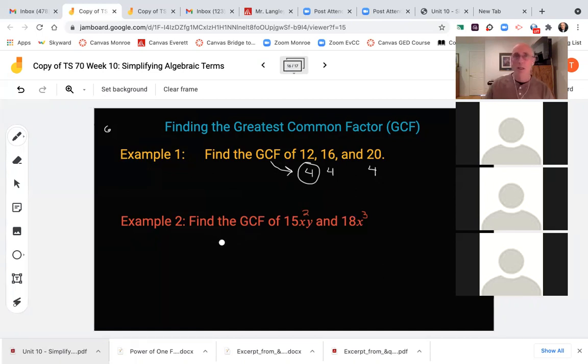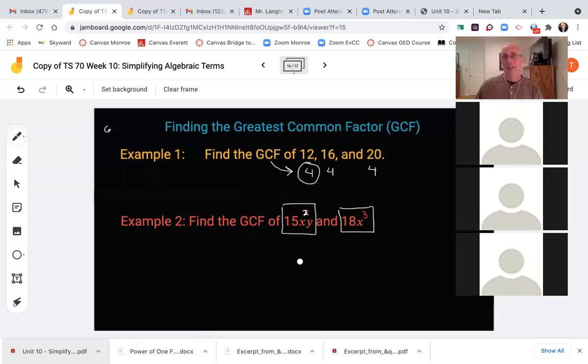Now, this is where it gets a little bit trickier, okay? And that's why I wanted to, example 2 is to find the greatest common factor, things multiplied by each other to get something, of 15x squared y, and so this is a term, and this is x squared, by the way. Sorry, don't want to mess this up. And 18x to the third, okay? All right, give you a moment to copy that.